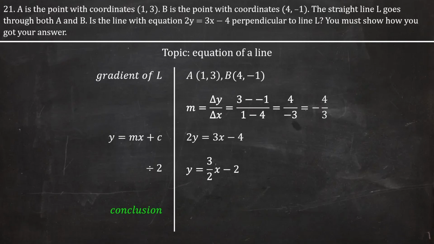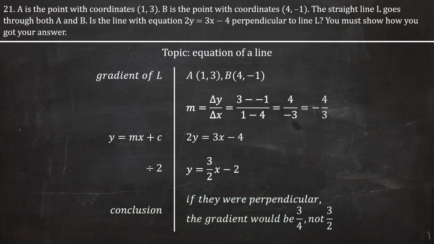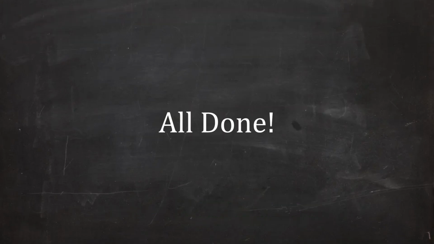Are the two equations parallel? They're not parallel because if they were parallel, the gradient of the second line would be 3 over 4, which is the negative reciprocal of L, not 3 over 2. That's it. All done for this one.